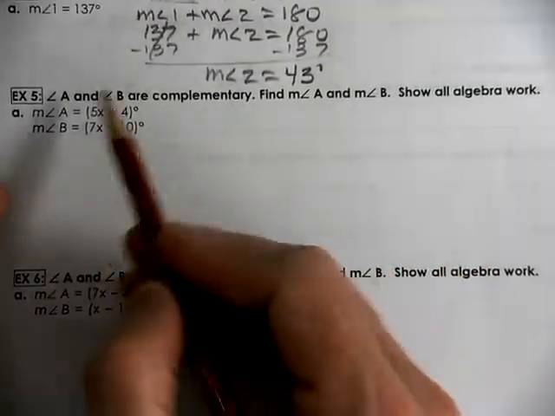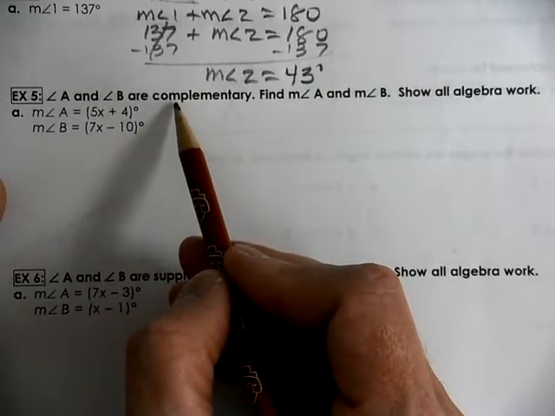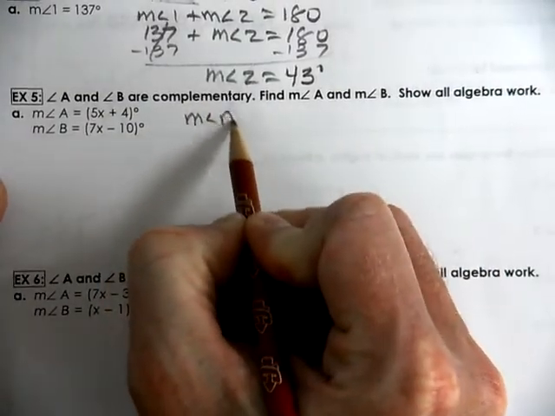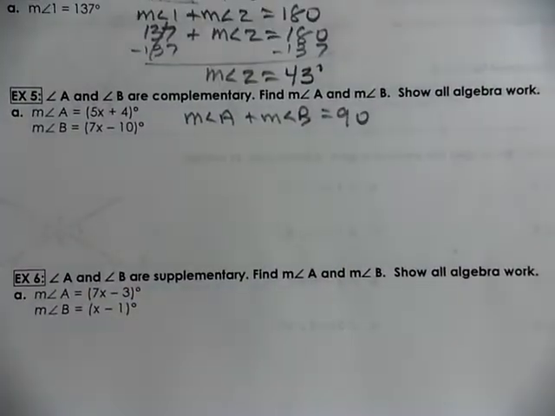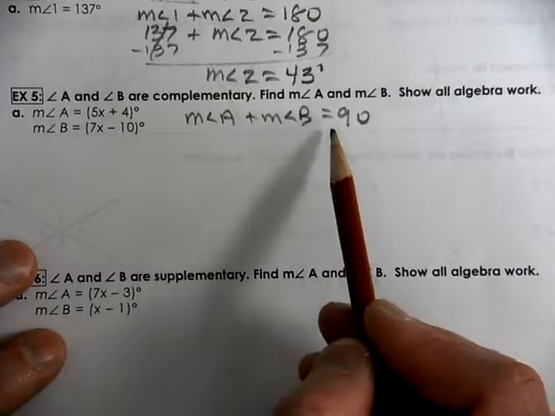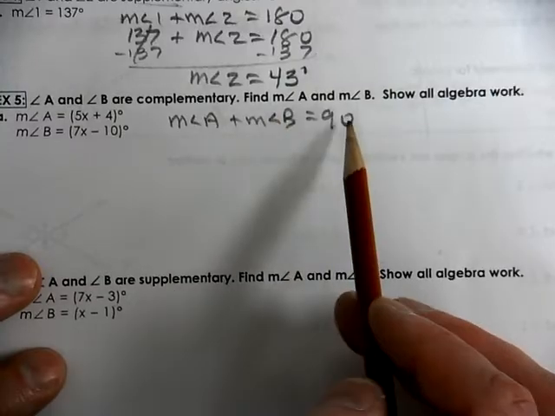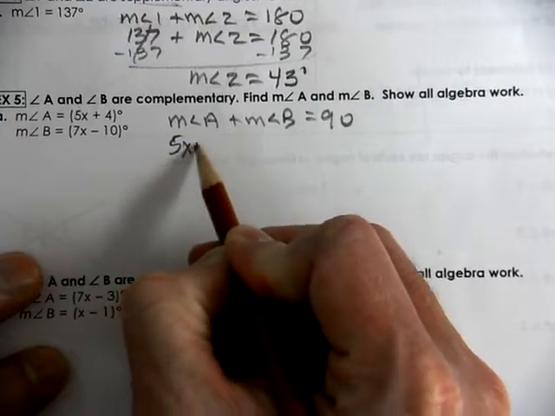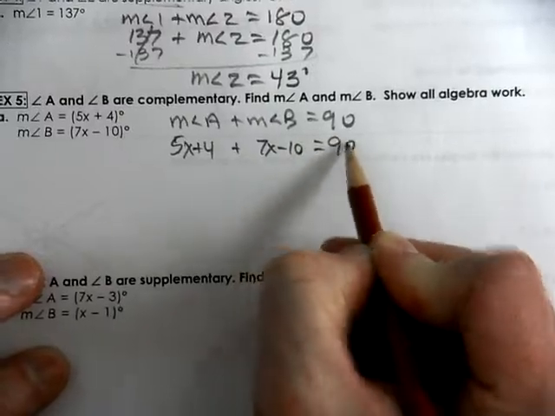All right, we're back. We notice that angle A and angle B are complementary. Those are two angles that add up to 90 degrees. So I would suggest to have you start out with the formula. Don't just start out plugging in numbers. We're making everything obvious, just like our proof would be. Since we know they're complementary, we know their sum is 90. Start out with that step. Then do your substitution: 5x plus 4 plus 7x minus 10 equals 90 degrees.